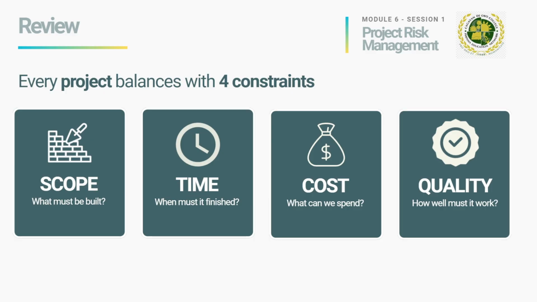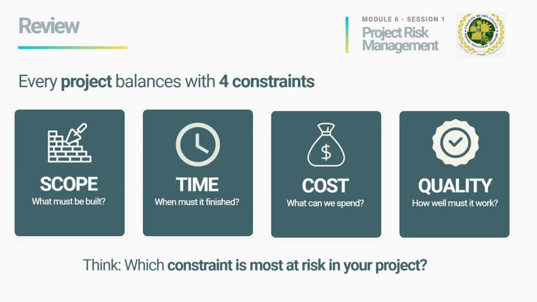Now, based on the project that you thought of earlier, the question here is: which constraint among the four is most at risk in your project? What constraints would probably cause risk in your project? Is it scope? Is it time? Is it cost? Is it quality? And why? I'll give you 5 seconds to think first and reflect on which of these constraints would cause a risk.